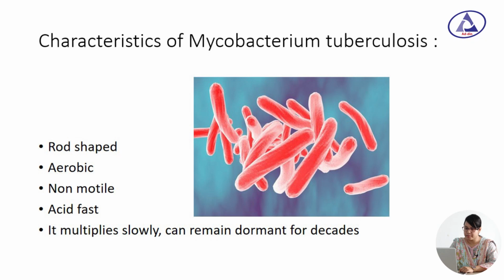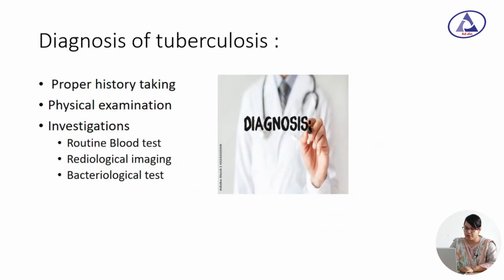Characteristics of Mycobacterium tuberculosis. It is a rod-shaped, aerobic, non-motile, acid-fast organism. It multiplies slowly and can remain dormant for decades. Diagnosis of TB: proper history taking, physical examination and investigations. Routine blood test, radiological imaging and bacteriological tests can be done in case of investigations.